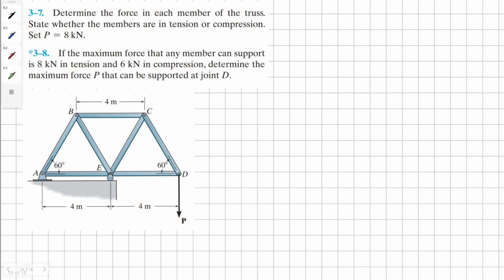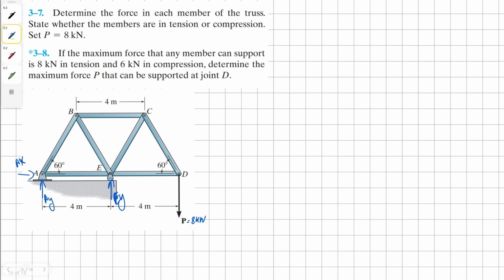For our problem 3-7, we need to determine the forces in each member of this truss and determine whether they are in tension or compression. Our external load for this problem is 8 kilonewtons. Before we proceed with finding forces in the members, first of all, we need to determine the external reaction.